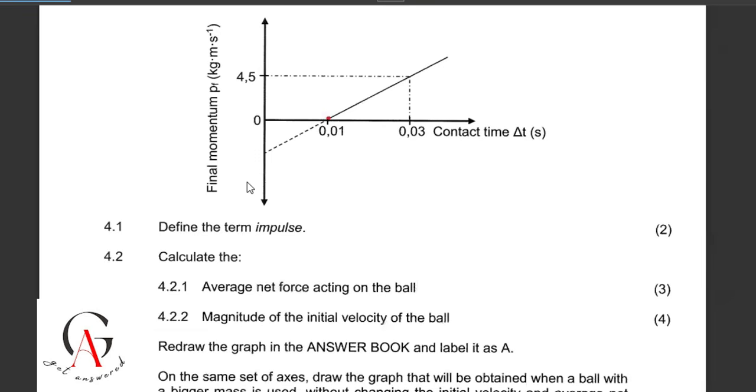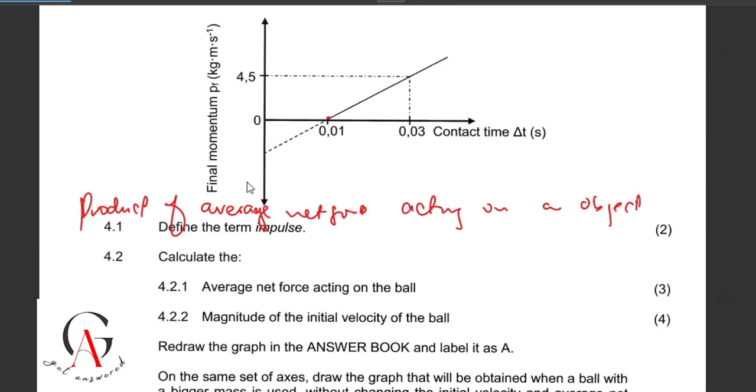They want us to define the term impulse. So we know that this is the product of the average net force acting on an object and the time for which the force acts.